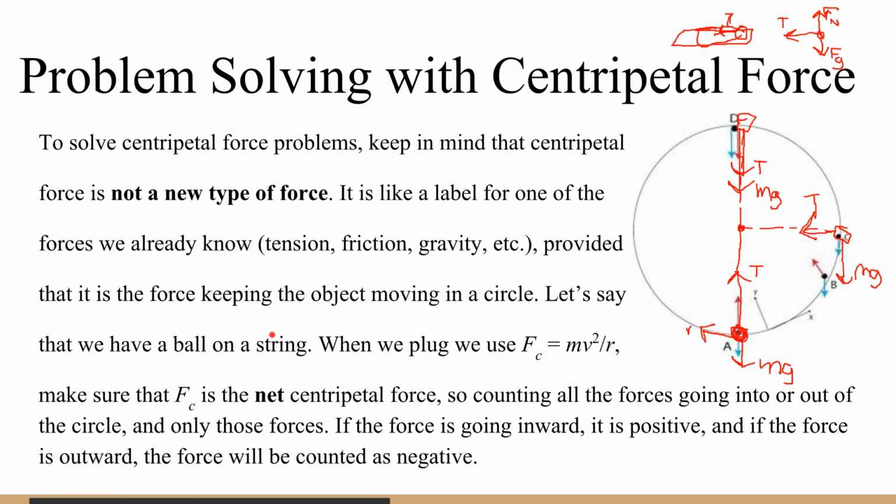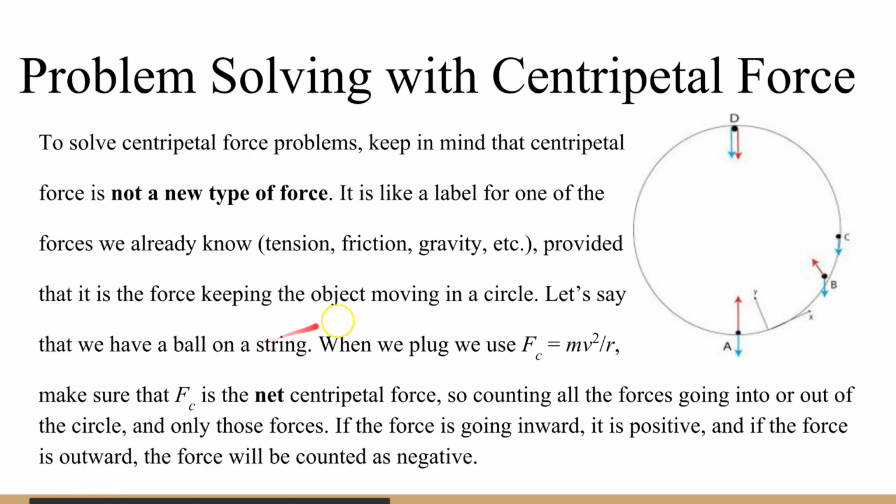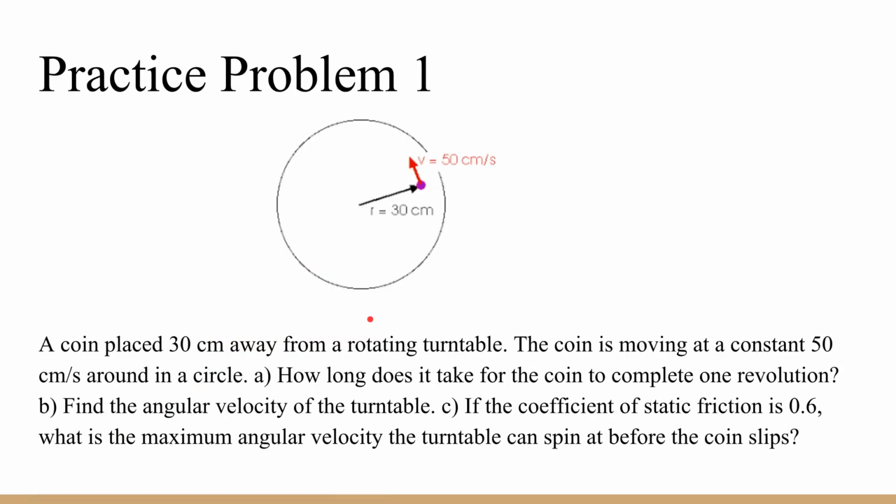Okay, so let's start analyzing some problems. A coin is placed 30 centimeters away from the center of a rotating turntable. The coin is moving at a constant 50 centimeters per second around in a circle. Part A: How long does it take for the coin to complete one revolution? Part B: Find the angular velocity of the turntable. And part C: If the coefficient of static friction is 0.6, what is the maximum angular velocity the turntable can spin at before the coin slips?